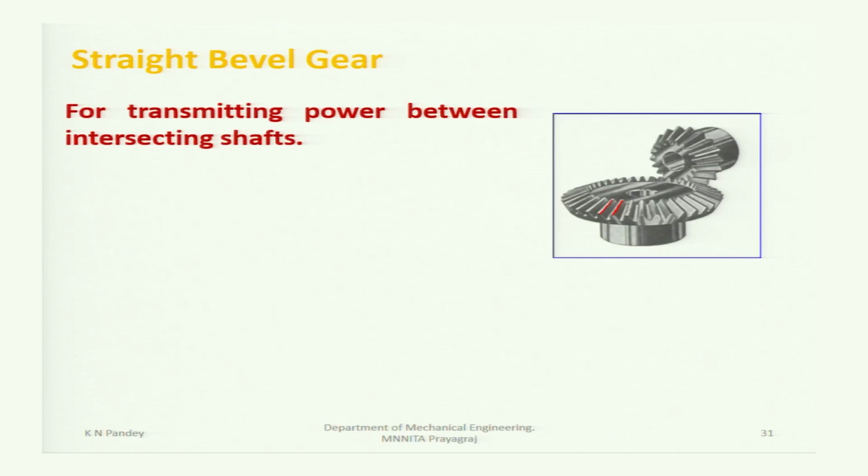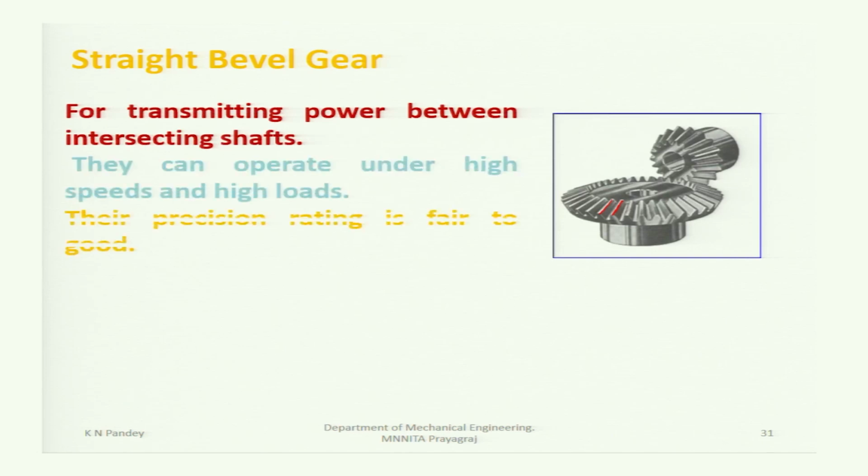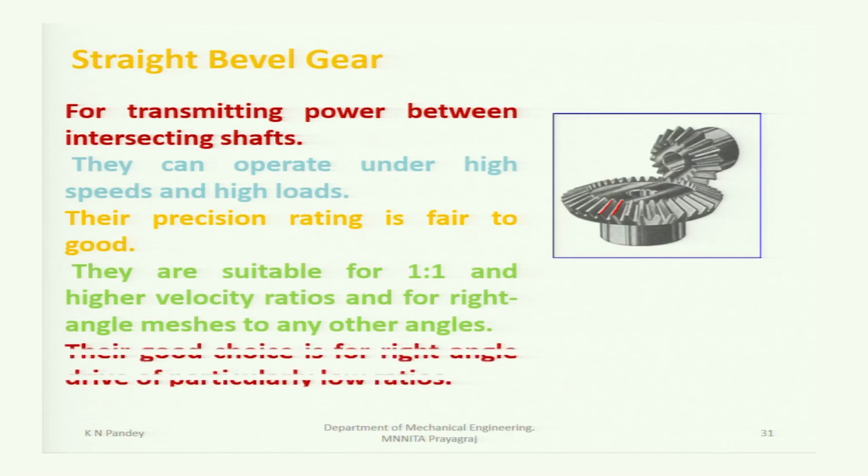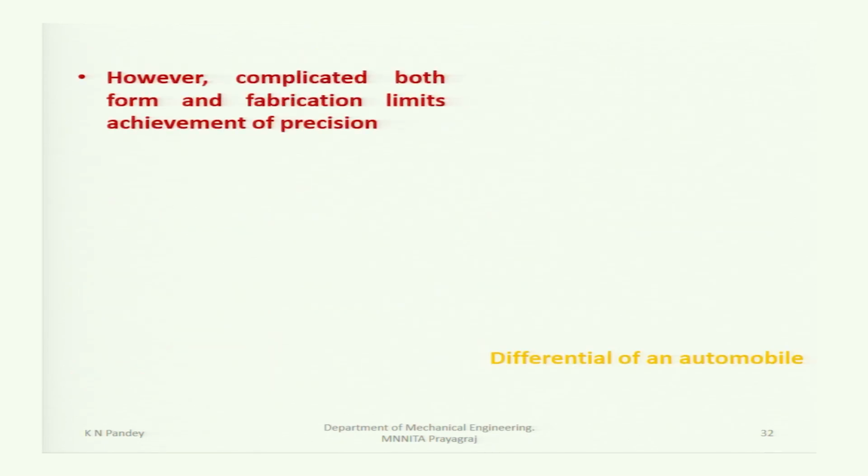For transmitting power between intersecting shafts, they can operate under high speeds and high loads. Their precision rating is fair to good. They are suitable for 1:1 and high velocity ratios and for right angle meshes to any other angle. They are a good choice for right angle drives, particularly low ratios.